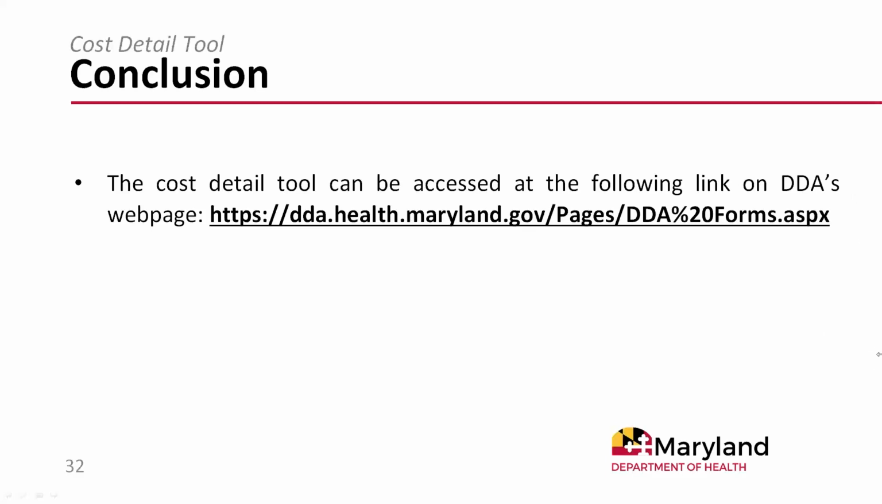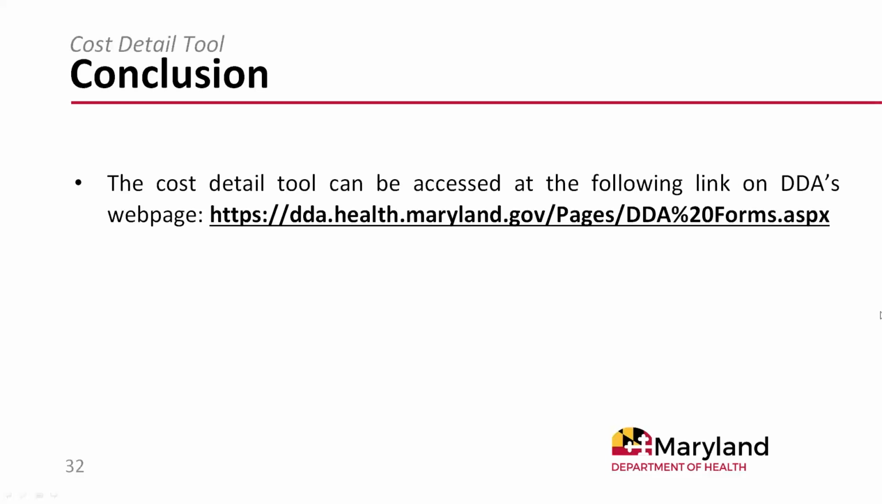In terms of these tools that we've been talking about, we are operating in two systems, and therefore, to facilitate and ensure that services are authorized and providers can be paid, we need that cost detail tool in order to authorize and approve services in PCIS2.